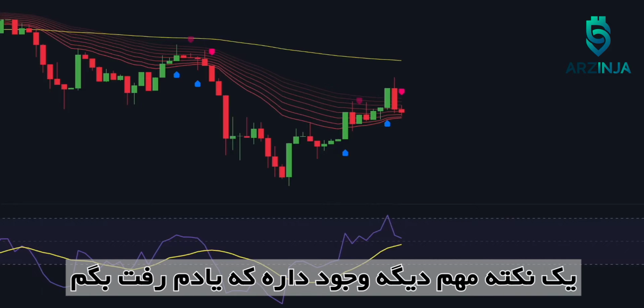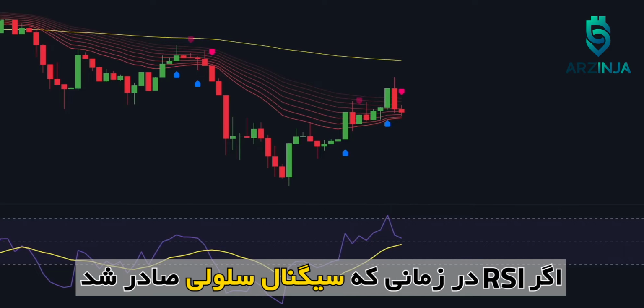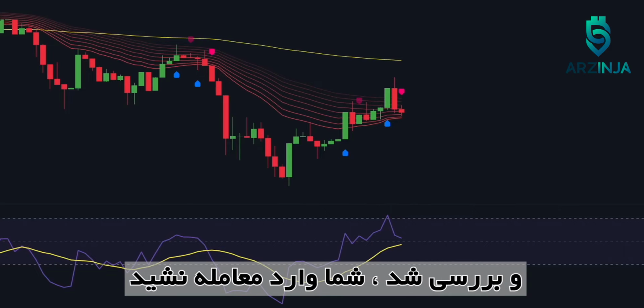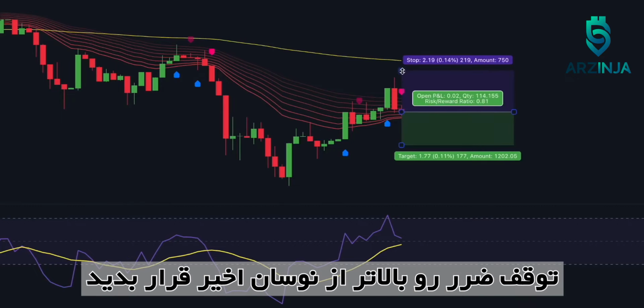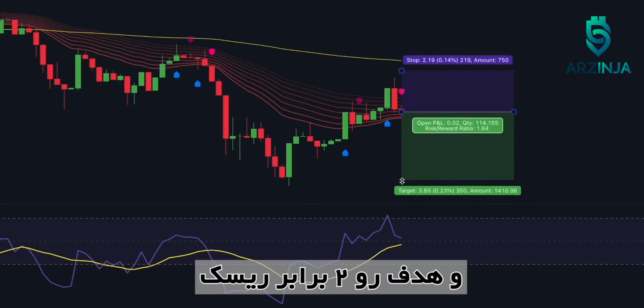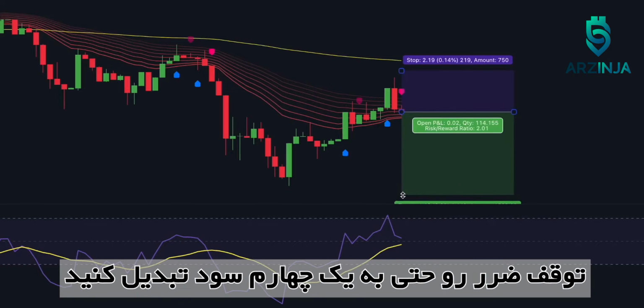There is one more important note I forgot to mention. Do not enter the trade if the RSI turned oversold at the time the sell signal was issued. Open a short trade only if all the rules are in place. Set the stop loss above the recent swing high and target 2 times the risk. Move the stop loss to the break even once a quarter of the profit is made.